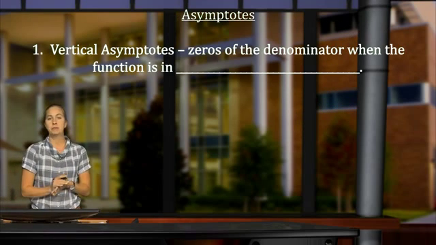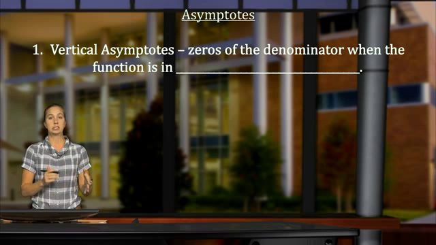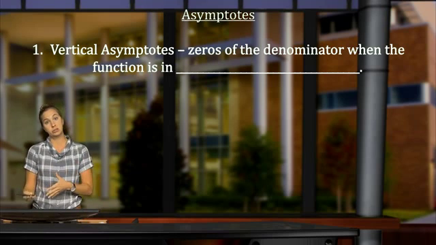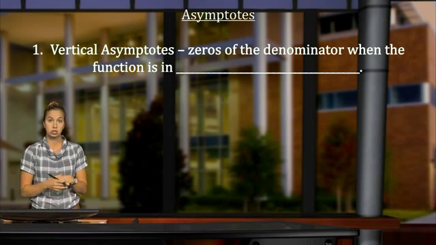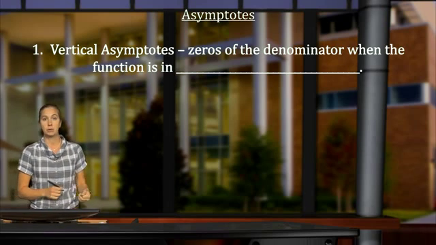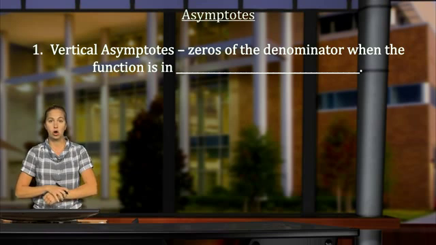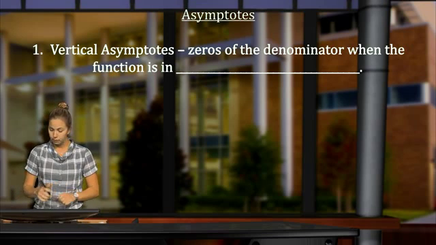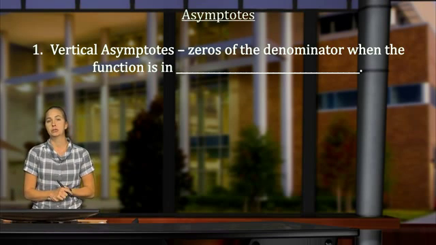So just to recap, talking about domain again, we saw problems that had restrictions. Then we also saw a rational function that had no restrictions. The domain was still all real numbers. So it is possible that we have a rational function with a domain of all real numbers. Next, we're going to talk about asymptotes.